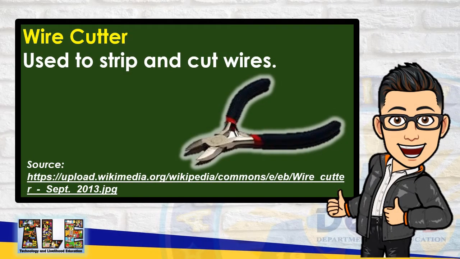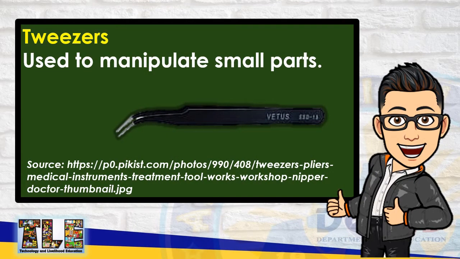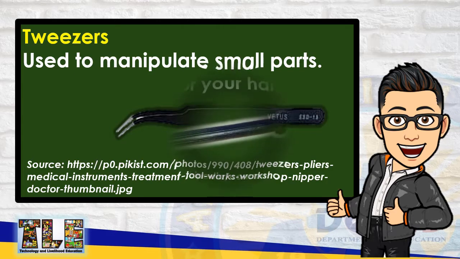We have the wire cutter. It is used to strip and cut wires. Next, we have the tweezers. It is used to manipulate small parts just like in soldering electronic components on the motherboard. So we need to use tweezers to manipulate those small parts like resistor, capacitor, etc.